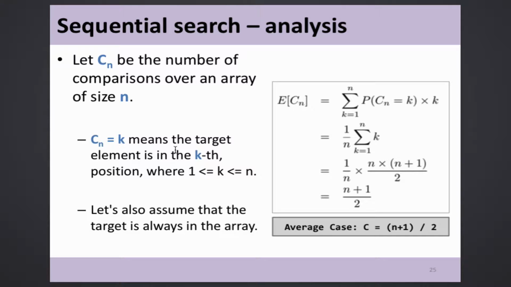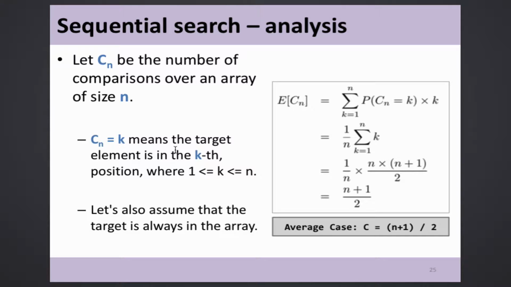Now, up to this step, any problem? No problem. Then I can extract this and make it into 1 over n. And why do I have a k here? The k is the number of comparisons, that means the value of Cn. Here, when Cn is k, that means there are k comparisons. Then by simple algebra, we will understand that the average case comparison is approximately half of the length. Okay?